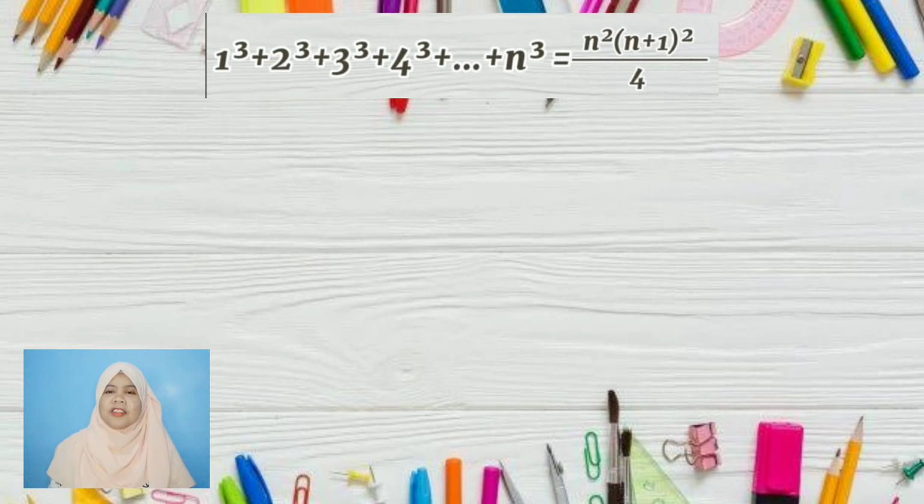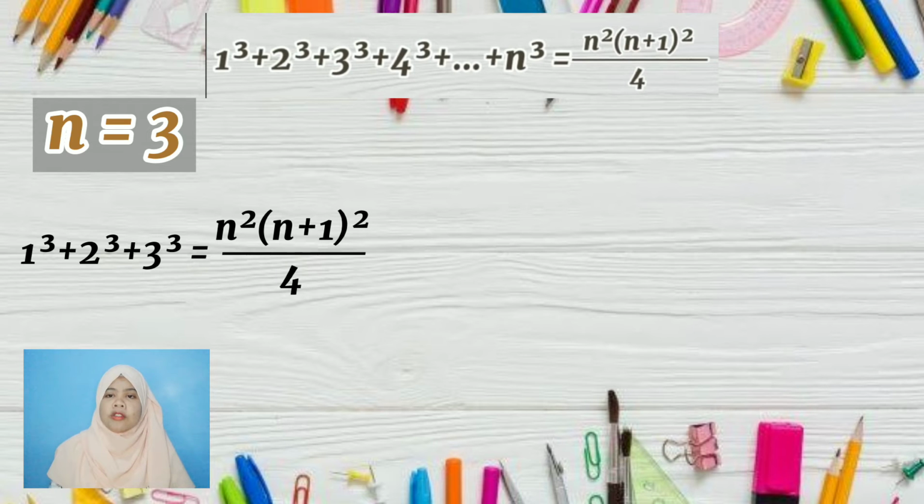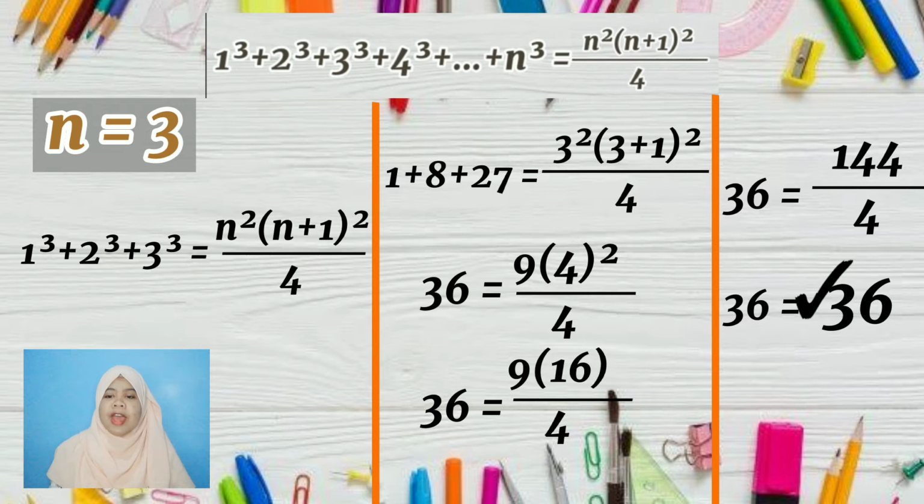So now, let's proceed to n is equal to 3. We have this value on the left, and we have this on the right. So let's substitute the value of n to the right side. We have on the left 1 cube plus 2 cube plus 3 cube, equal to n squared times n plus 1 squared all over 4.